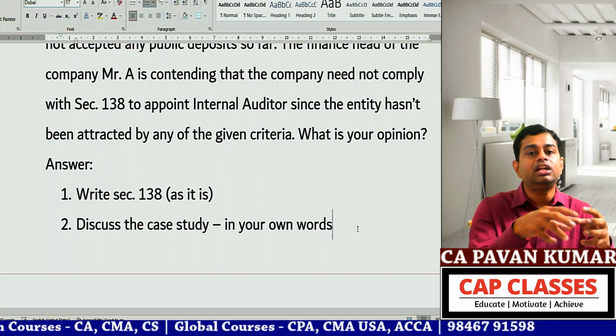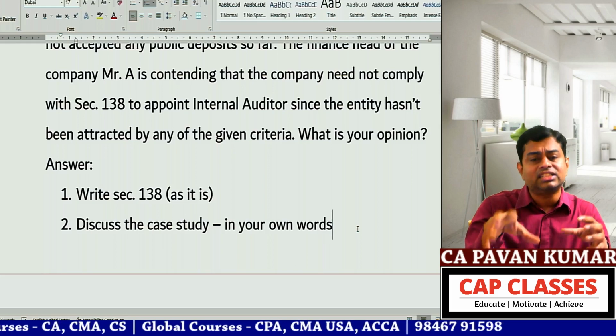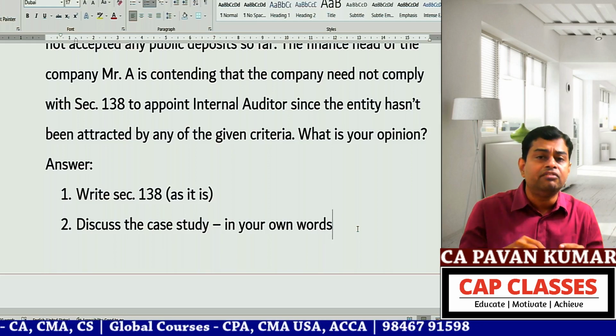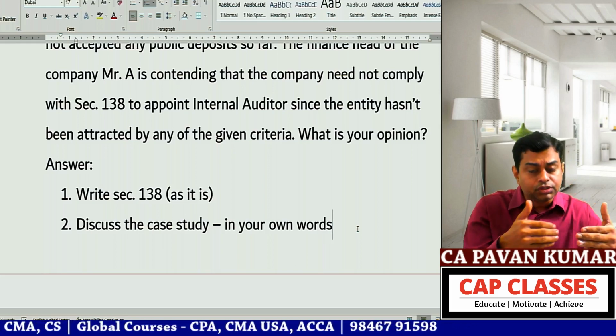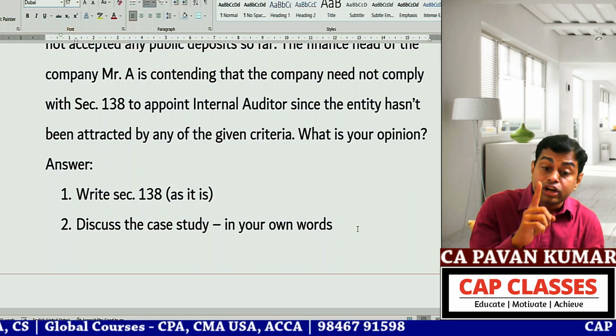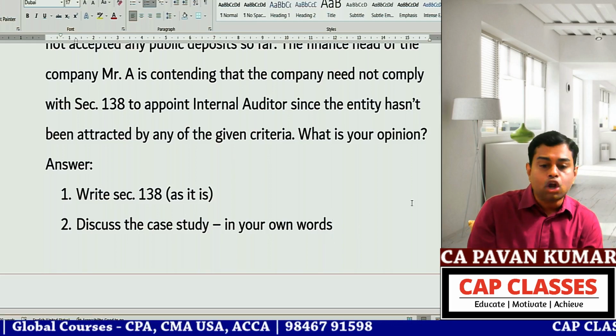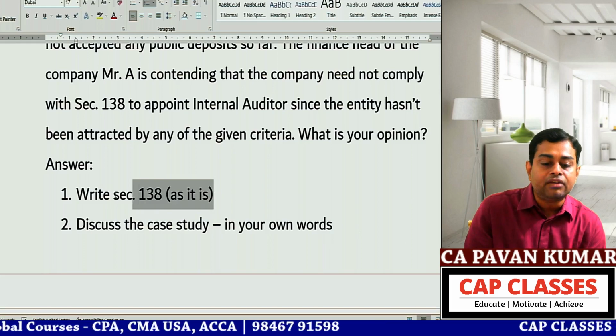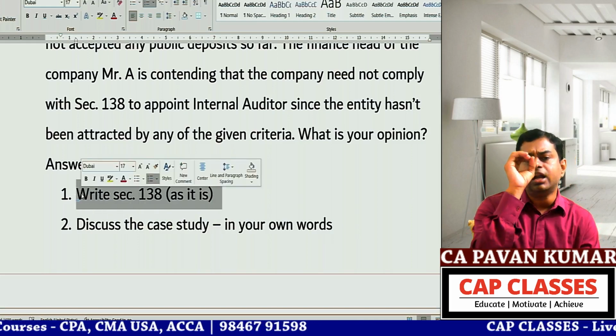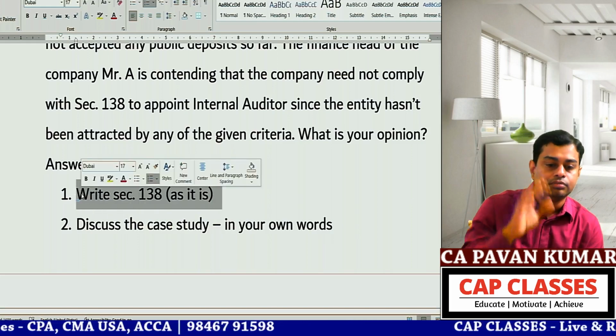For example, discontinuing operations or a non-current asset held for sale as per Ind AS 105. A non-current asset held for sale is so and so. First you write it, and you need to write it as it is. You should not do paraphrasing. Here, if you do paraphrasing, it's gone. I'll put 0. If I am evaluating the paper, I'll put 0.